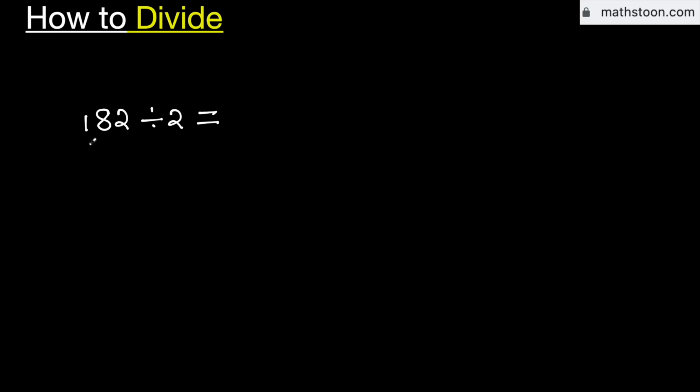Let's learn how to divide the number 182 by 2 using the long division method. Consider the first digit 1. It is less than 2. That is why we will consider the two digits, that is the number 18. We know that 2 times 9 is equal to 18.